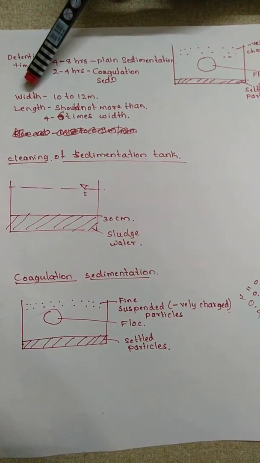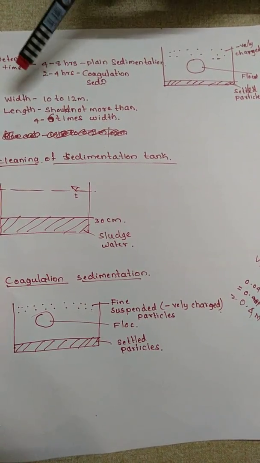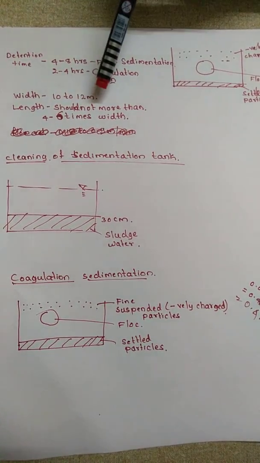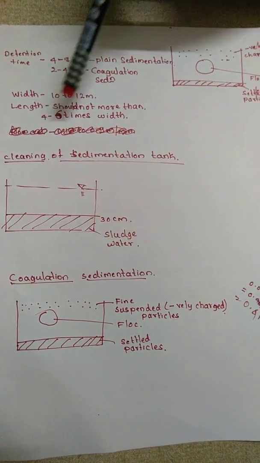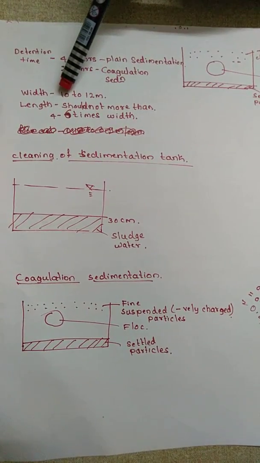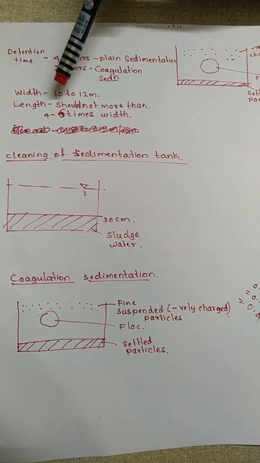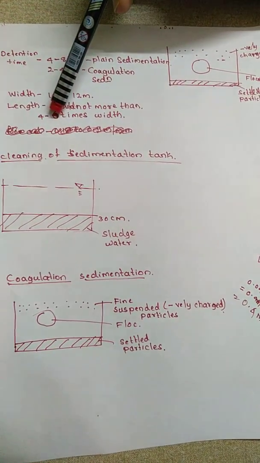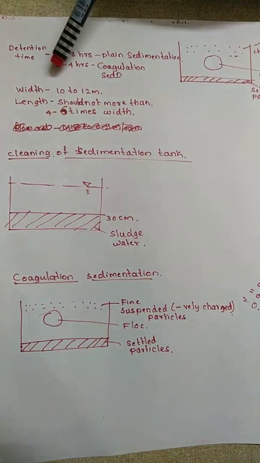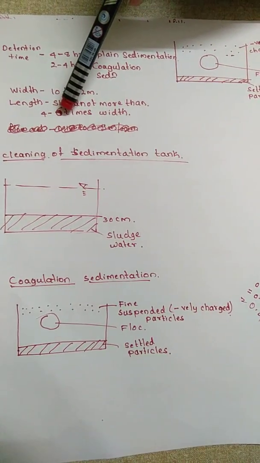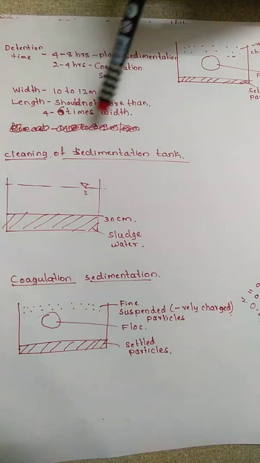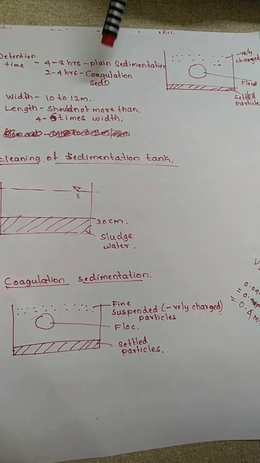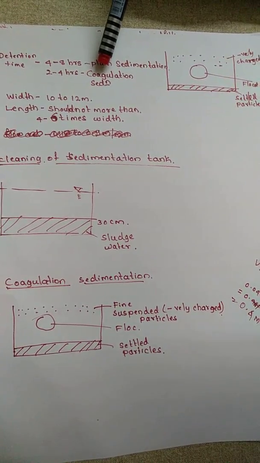The width we need to keep for the sedimentation tank is between 10 to 12 meters. The length should not be more than 4 to 6 times the width. That means if we take 10 meters as the width, then we should keep the length between 40 to 60 meters. We should not exceed beyond 40 to 60 meters. So these are the thumb rules for the dimensions of the sedimentation tank.